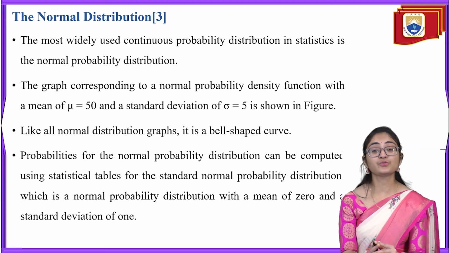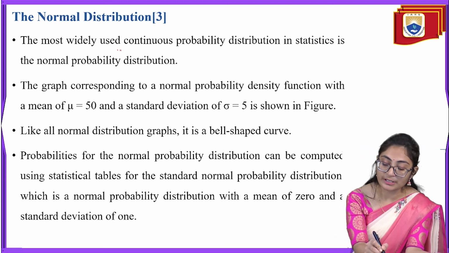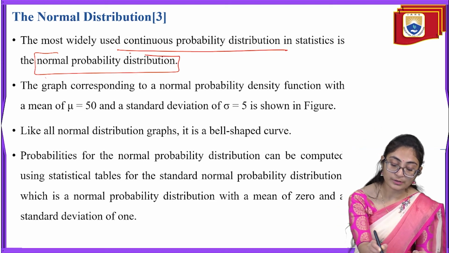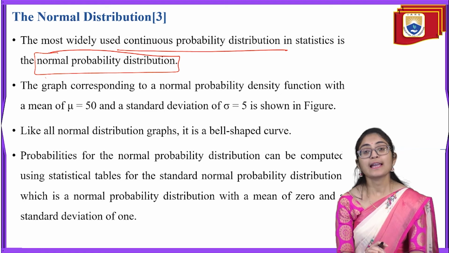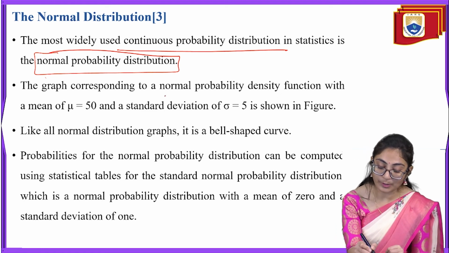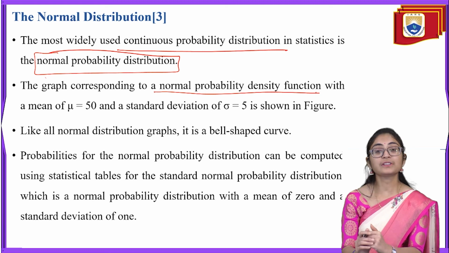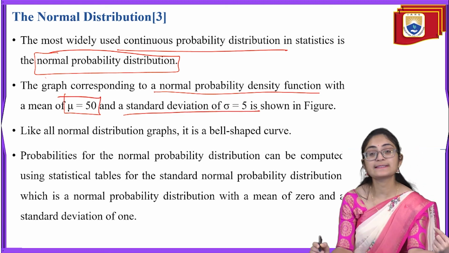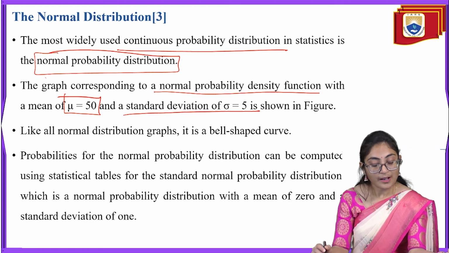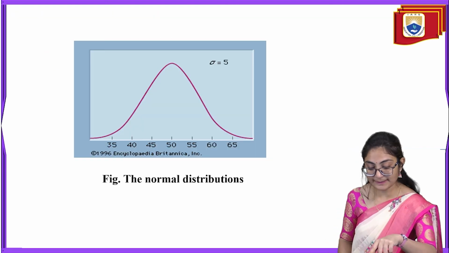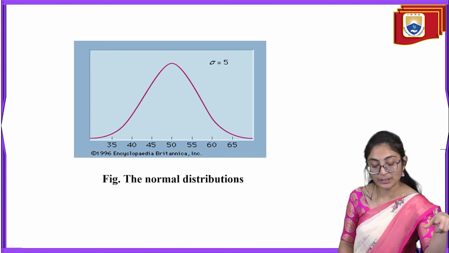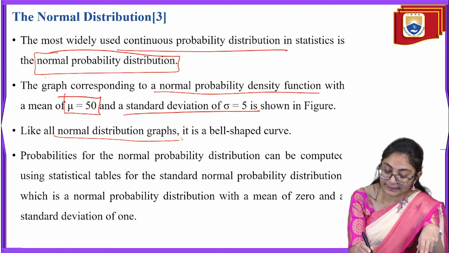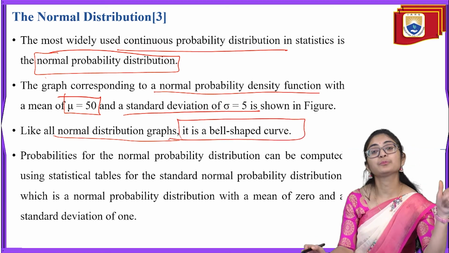Now we will see the normal distribution. The most widely used continuous probability distribution in statistics is the normal probability distribution. The graph of the corresponding normal probability density function with mean mu equal to 50 and standard deviation sigma equal to 5 is shown in the figure. All normal distribution graphs are bell-shaped curves.